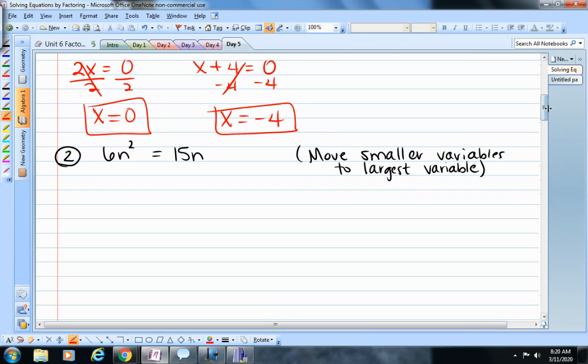All right, number 2 has a hint to it. 6n squared equals 15n. Second mode. The mode button is right by the second button. Second mode goes home.